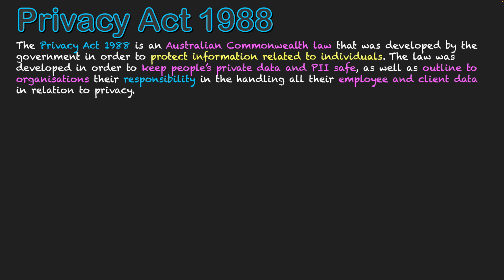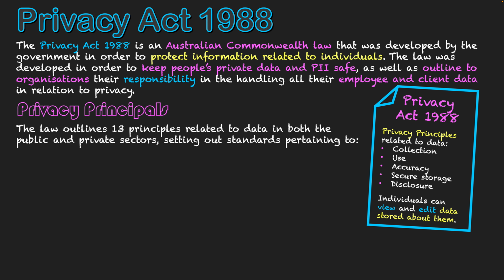outline to organisations their responsibility in handling all their employee and client data in relation to privacy. So it's made to keep people's data safe, and it tells organisations you're responsible for keeping information safe. You need to have measures in place so that the data on your system is not accessed by any unauthorized parties. Now, a specific of this legislation is that of the privacy principles.